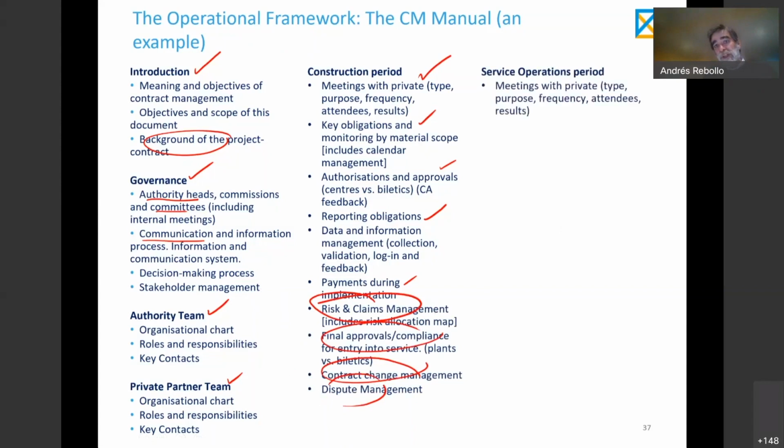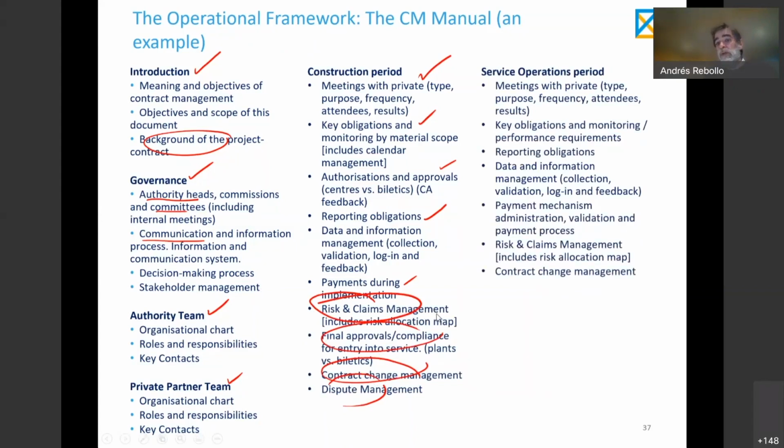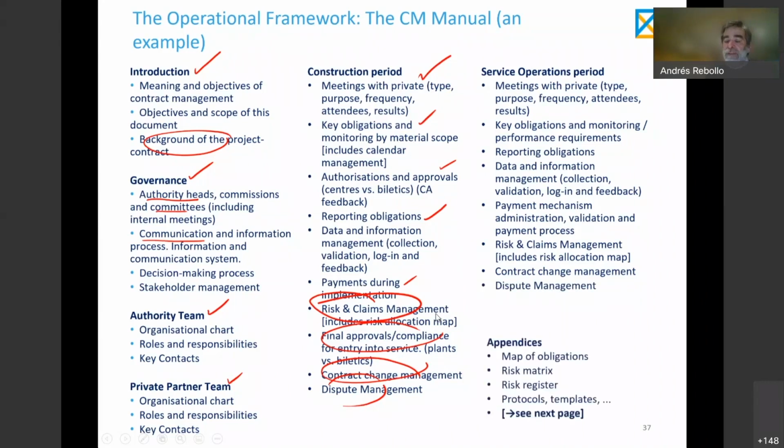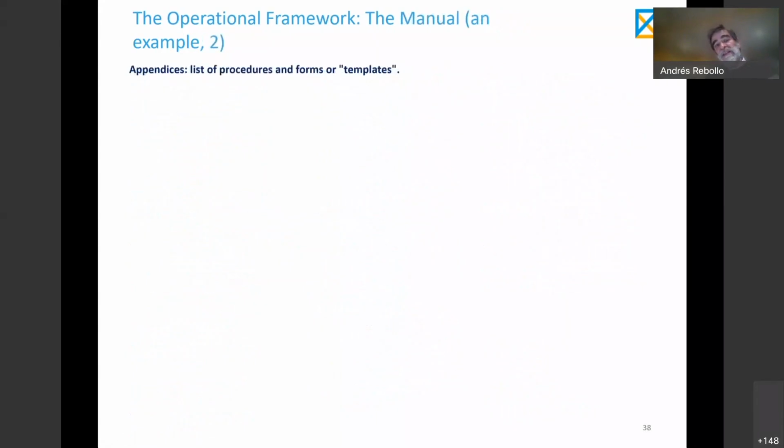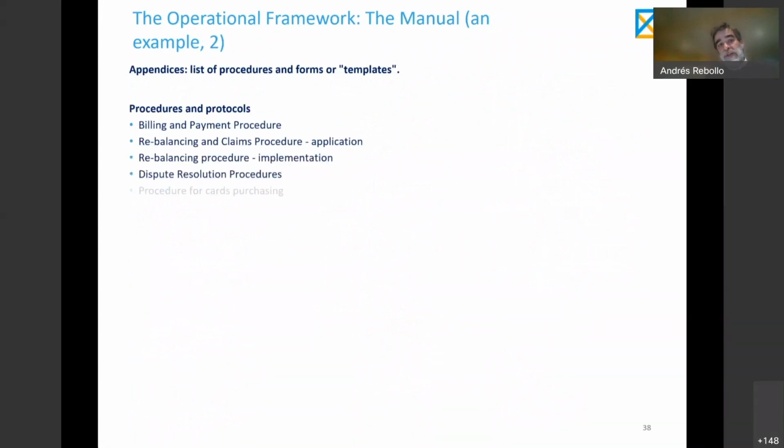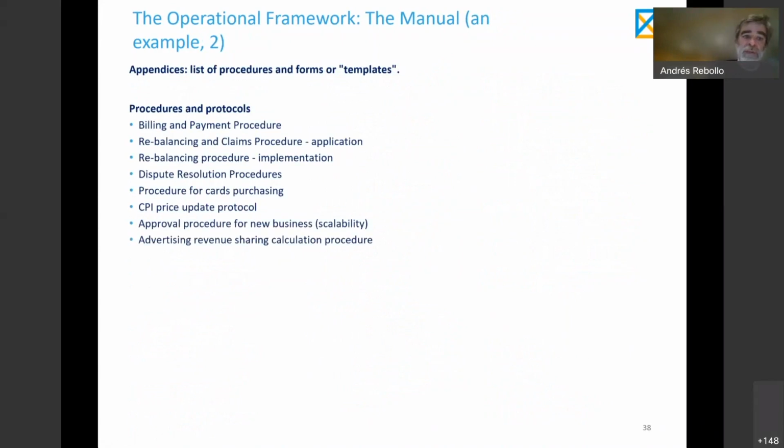And for service operation, basically the same: meetings, key obligations, and so on, but related to the operations, okay? And then a number of appendixes: map of obligations, the risk matrix, the risk register, and some templates. Templates like procedures, such as payment procedure, claim procedure, rebalancing procedure, things like that, okay? It's, for example, a protocol for updating every year the price to the actual inflation. Things like that can be developed in protocols.